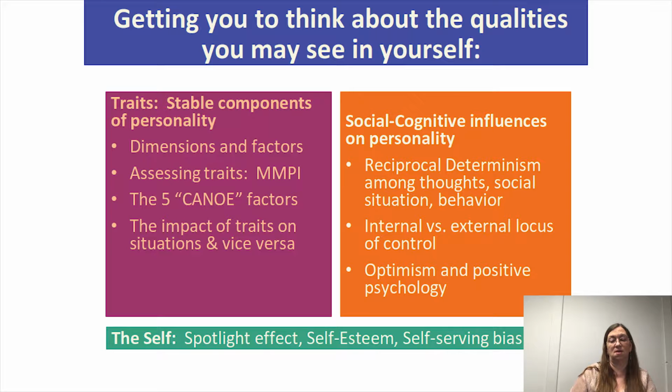So we're going to look at things like the MMPI, the 5 factors of the Big Five, and then we're also going to look at some of the impact of traits on situations and some of the situational impacts on our traits. Some of the social cognitive influences we'll talk about a little bit later are reciprocal determinism, internal versus external locus of control, and optimism and positive psychology.